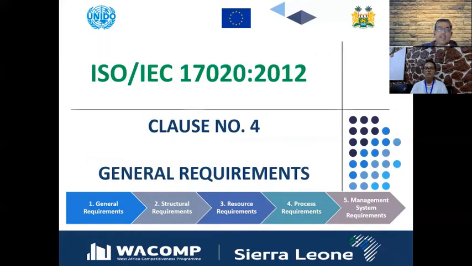Why? Because normally in every ISO standard, classes 1, 2, and 3 are the basic definitions and basic scope type classes, and those are not the implementable classes. That is why we always start the classes training from class number 4. Those are the classes with respect to implementation. So we are going to start now with class number 4, that is the general requirement.